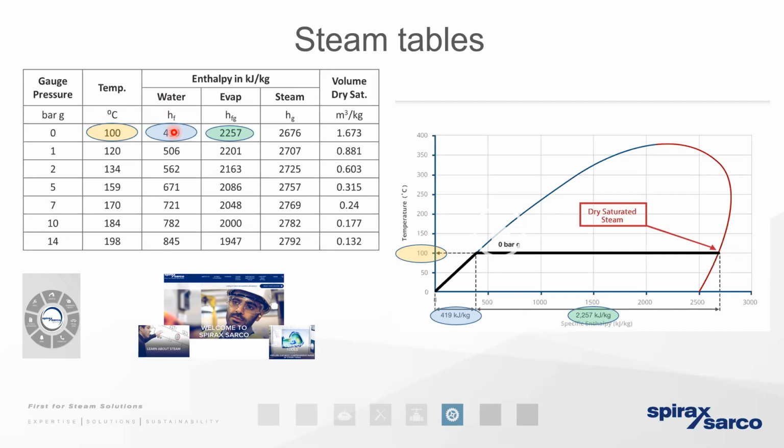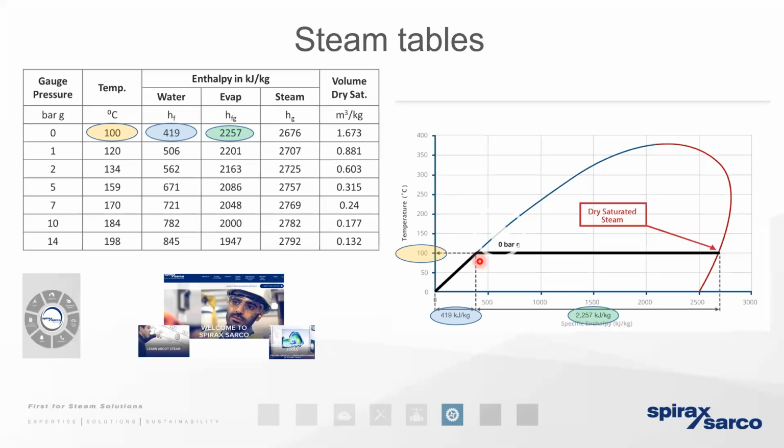So moving across to the temperature enthalpy curve that we can see towards the right-hand side of the screen, this really demonstrates the journey that water takes as it changes state from a liquid to steam, a gas. So you can see by using the example of 0 bar gauge where water boils at 100, once we've added 419 kilojoules of energy into that water, at atmospheric conditions, we've hit boiling point. That's when the steam is going to start to be produced as the water evaporates.